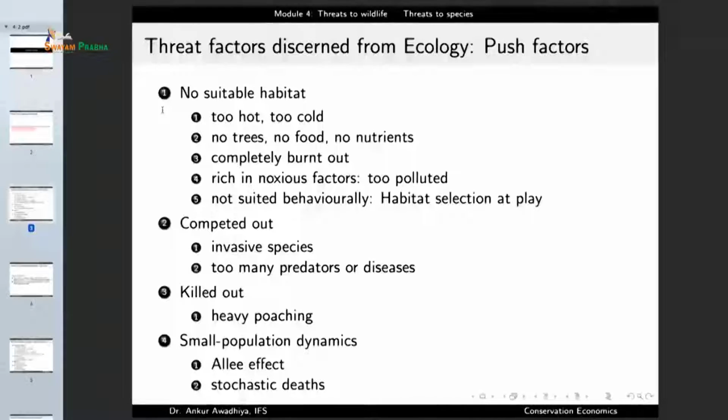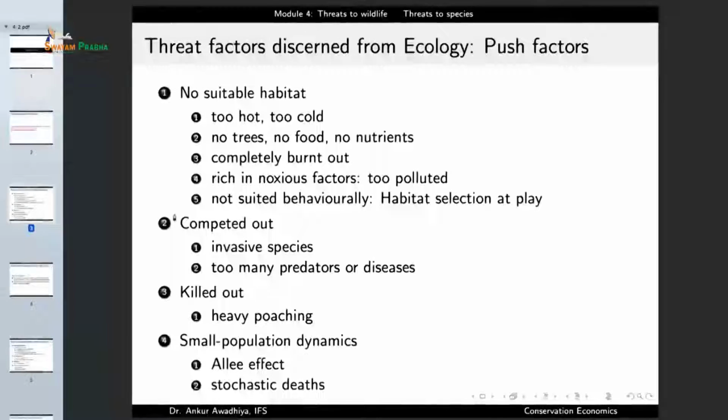Or areas that are rich in noxious factors, that is too polluted. So, for instance, there is a species that is found in a particular lake, and this lake is now being used as a dump site for industrial effluents. So, when that happens, the organisms will lose out their habitat. Or areas that are not suited behaviorally because of habitat selection. So, probably an organism could have thrived in an area, but then this place is all full of such trees that its habitat selection does not permit it to use or to prefer as a habitat. So these are push factors that are related to the habitat.